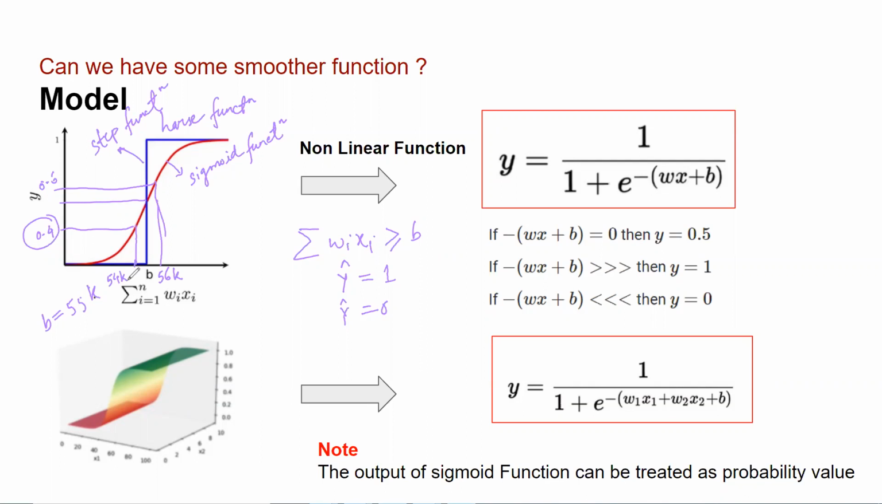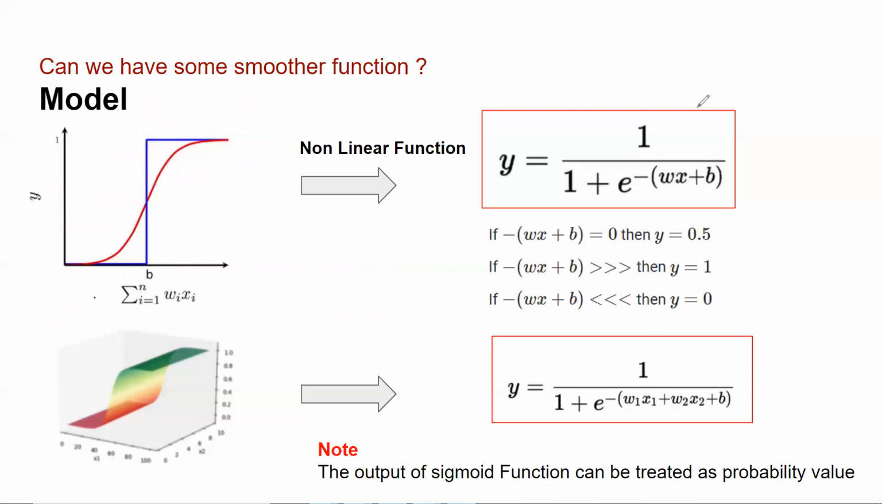So that is the reason instead of perceptron, we should move toward an algorithm which is capable of generating a function like this, which is called the sigmoid function. Do you all agree with me? Okay. Now the question is, how do we generate this sigmoid function?